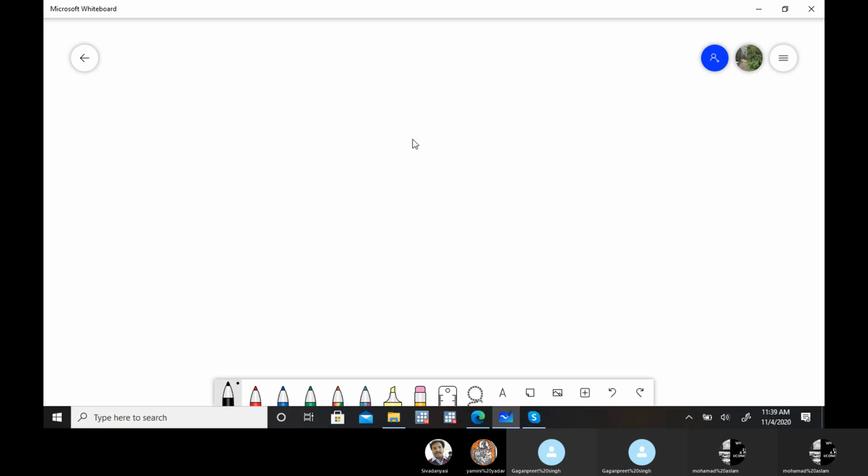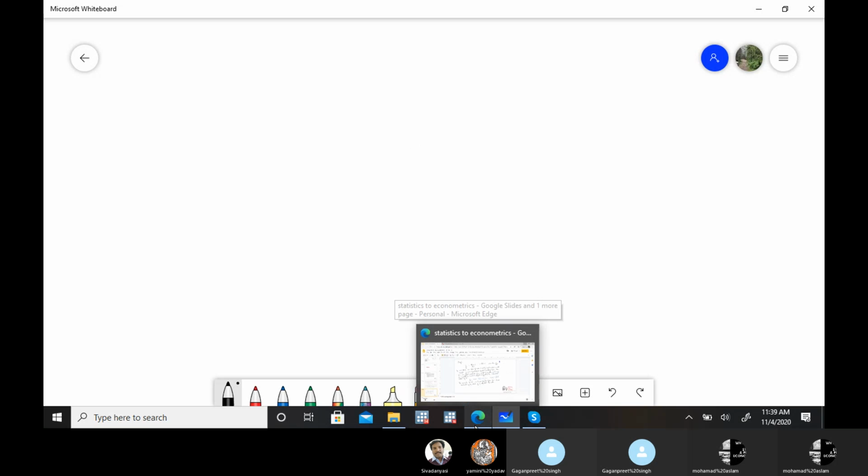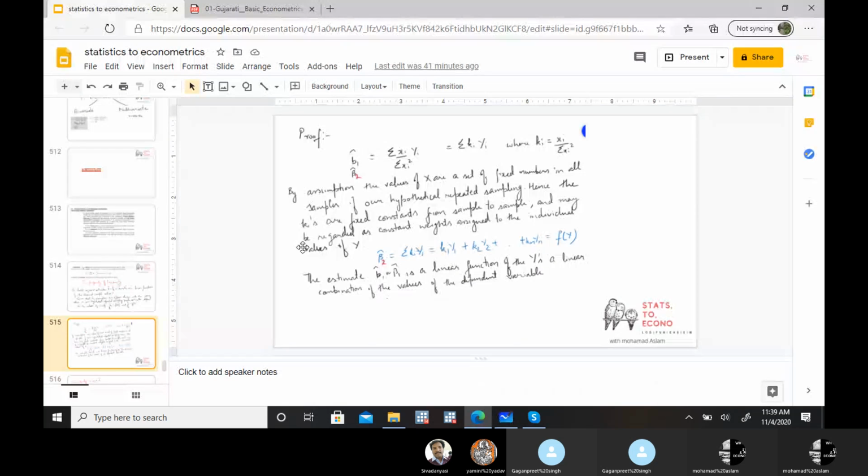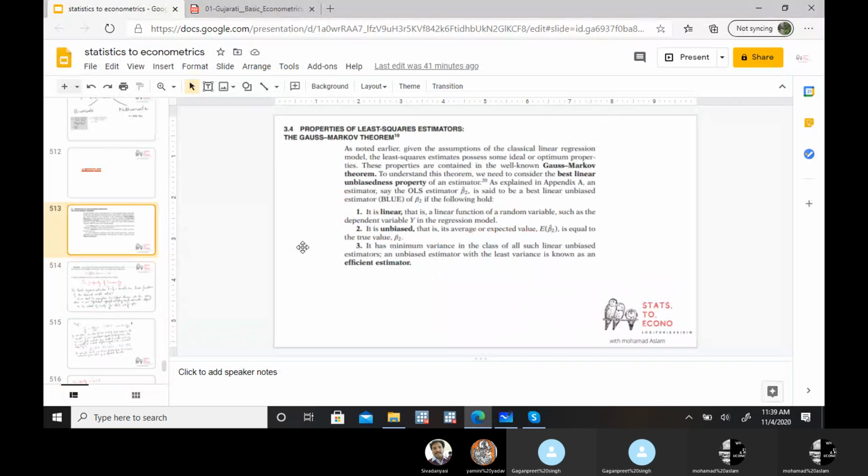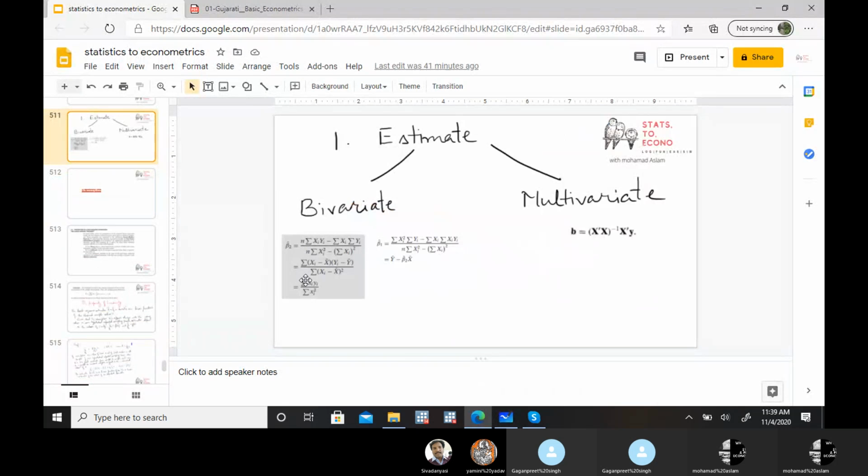The last time, in the derivation for these parameters or estimates, we estimated with the bivariate method. This is the value of beta 2 hat, beta 1 hat, and this is with the matrix method. So first we are going to prove with the bivariate method that, under the Gauss-Markov theorem properties, all estimates are BLUE. So first, starting with linear.